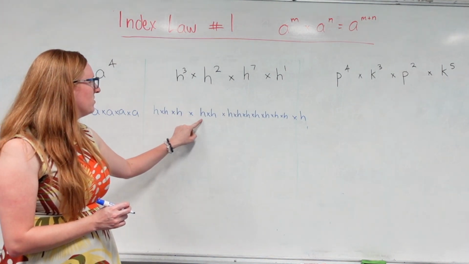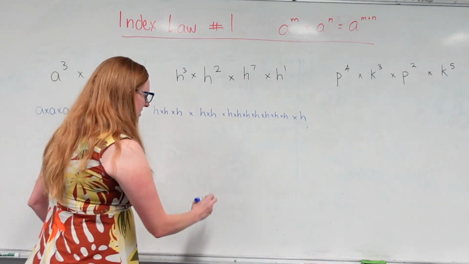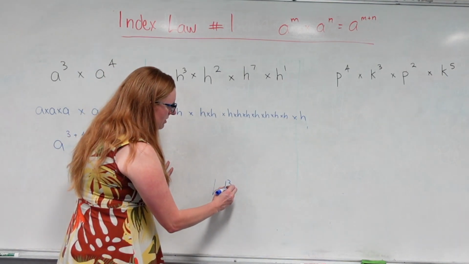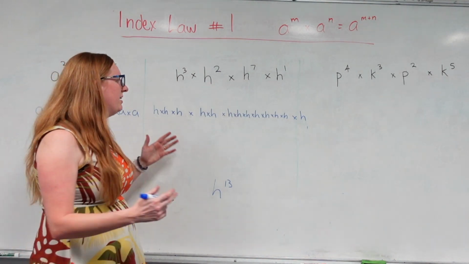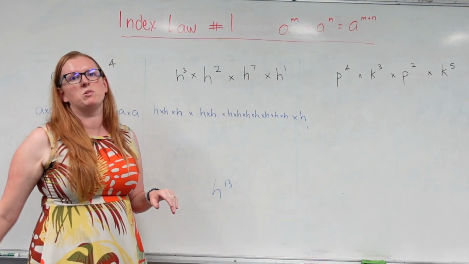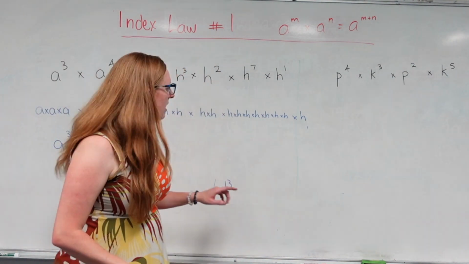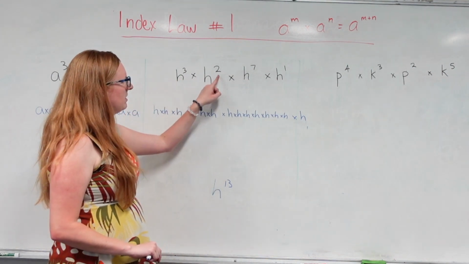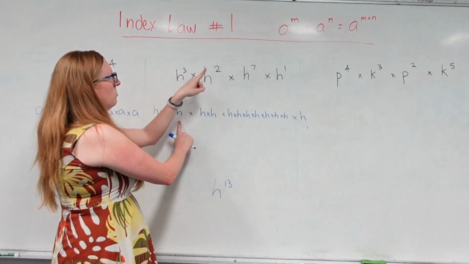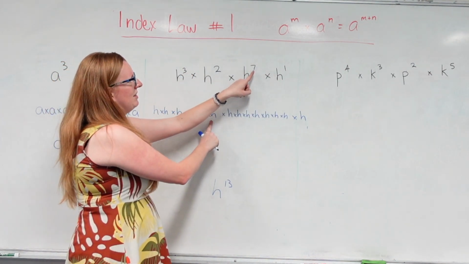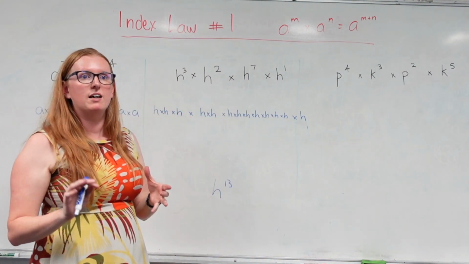Now, let's count up all of our h's and see how many we've got. 1, 2, 3, 4, 5, 6, 7, 8, 9, 10, 11, 12, 13. So in the end, it's going to be h to the power of 13. But surely there's a better way, and you don't have to write out all 13 h's multiplied together. Well, like we did just here. Another way of getting 13 is just by looking at our indices and adding them up. Because 3 plus 2 is 5, plus 7 is 12, plus 1 is 13. So we could just add our indices.